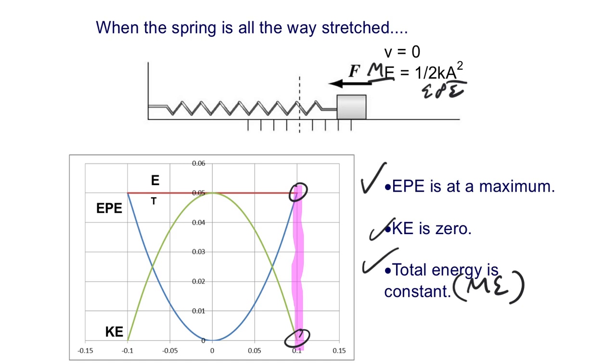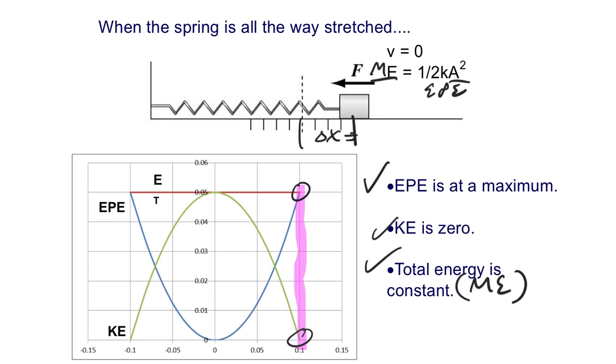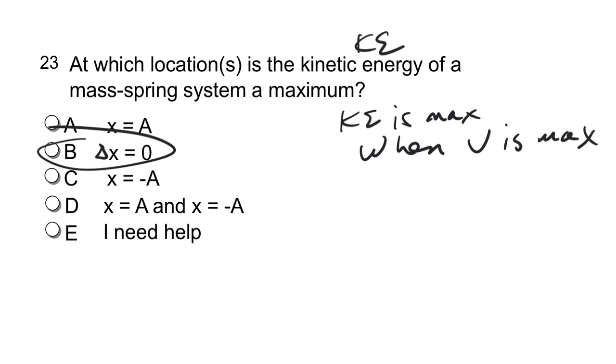Okay, so at this stretched out maximum displacement, the EP is maximum. We're right there at the positive displacement. The blue line is EP, and then the green line is 0. The green line is KE, and the total energy is again constant.